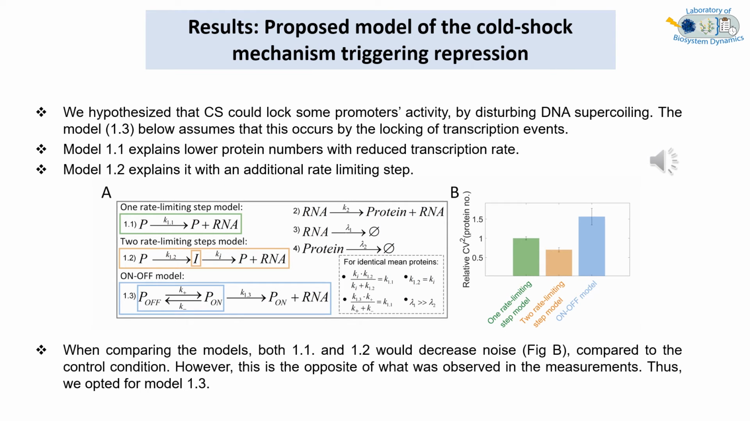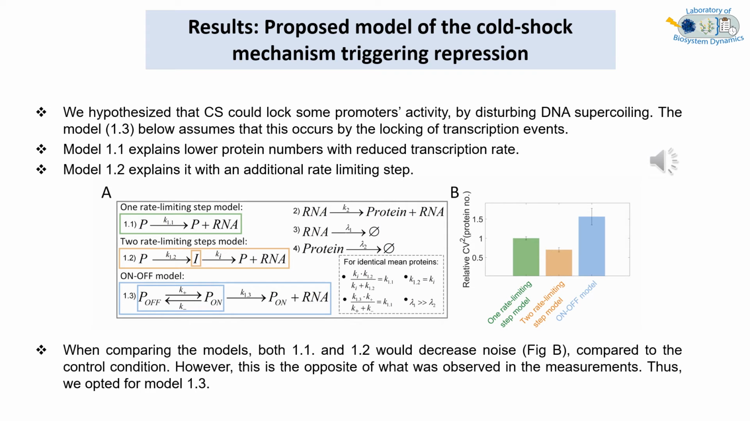And so having this observation that the cell-to-cell variability increased, we hypothesized, as mentioned before, that cold shock may be locking some promoters' activity because it disturbs DNA supercoiling. And we consider this from the point of view of models. So we consider 3 models.